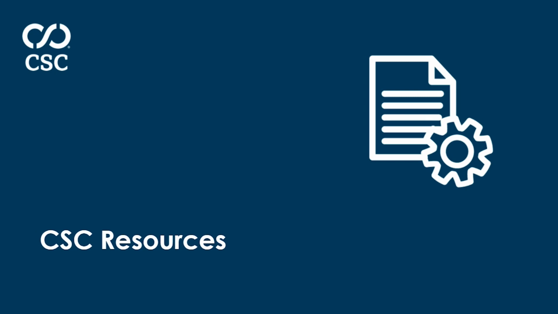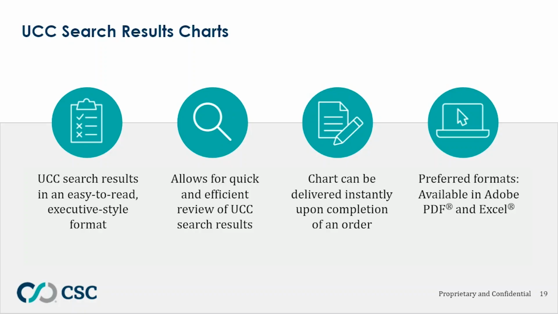Next up, CSC resources. UCC search results charts. So here are some graphics and some text about what to expect with the UCC search through CSC. The first UCC search result is an easy-to-read executive-style format. You'll see that coming up in the demo, what a UCC search looks like. It allows for quick and efficient review of the UCC results. Again, the information that you need is laid out in a very organized manner. The chart can be delivered instantly upon completion of an order. So in CSC Financial Online, you get instant UCC results, so that's great.